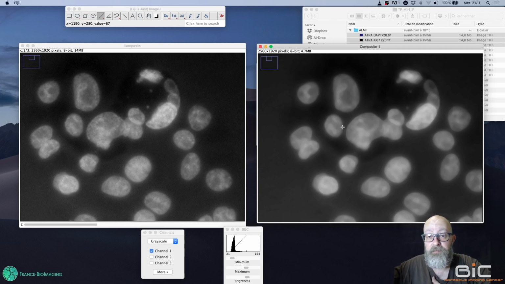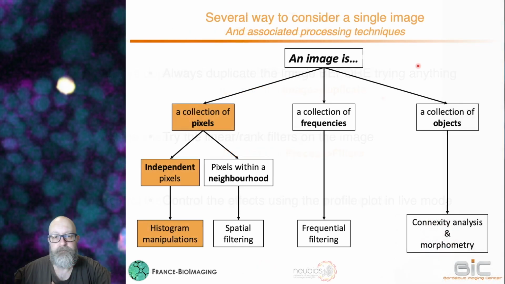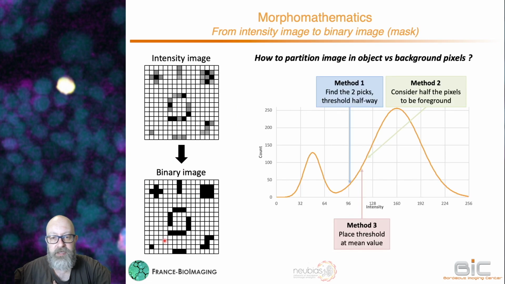So the next step will be to differentiate the intensities constitutive of the background from the intensities constitutive of the nuclei. Let's have a look at how we can do it, going back to the presentation. We will go back to something that we already know: considering the image as a collection of independent pixels, only considering their intensities, and having a look at the histogram of the image.